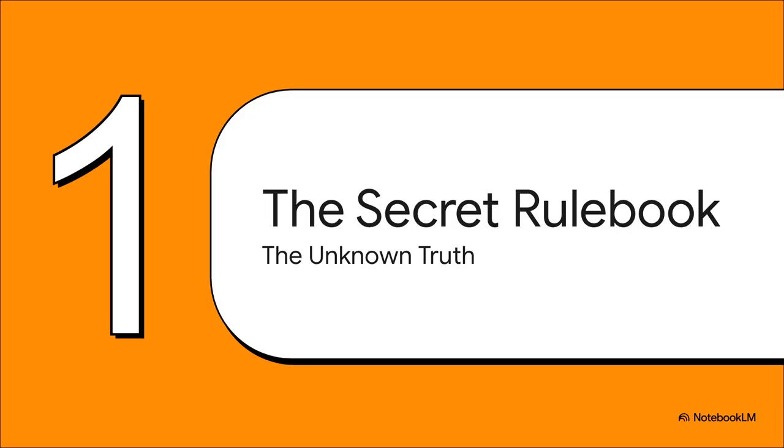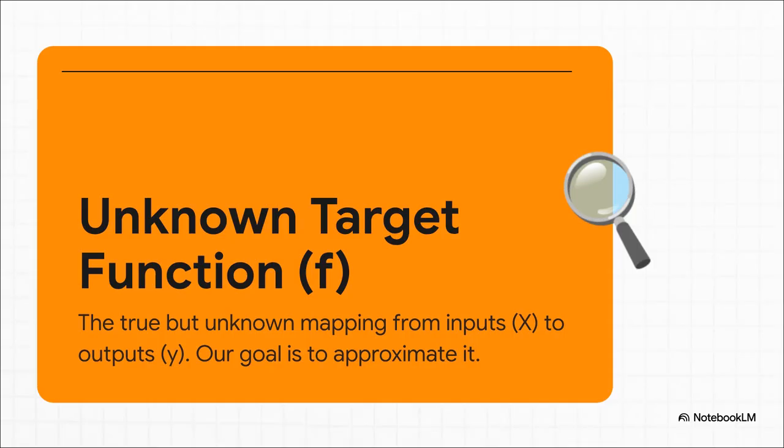Okay, first things first. We need to talk about the most important and kind of the most mysterious part of this entire thing, the secret rulebook. This is the perfect absolute truth we're trying to find. In the world of machine learning, this has a name. We call it the unknown target function, or just F for short. Imagine F as this perfect, godlike rule that could take any piece of handwriting in the entire universe and instantly tell you what it says.